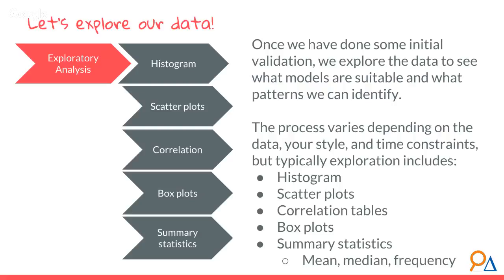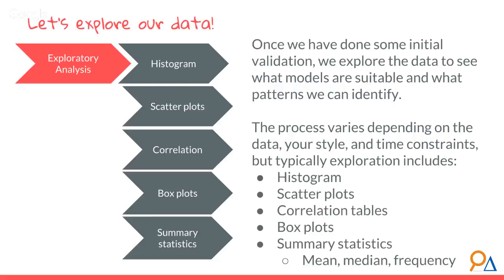So we have histograms, which basically check the distribution of our data. There are scatter plots that check the relationship between two variables. Correlation checks correlation; scatter plots are used almost the same way. Box plots are used in visualizing summary statistics such as mean and median and frequency, mode, etc.